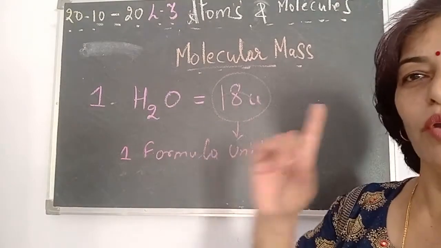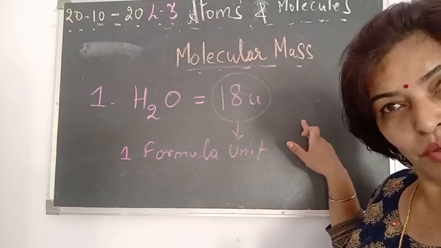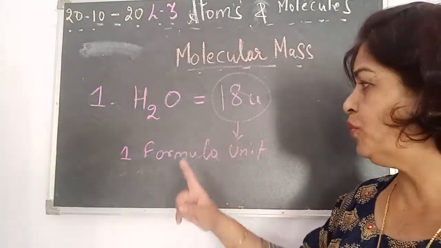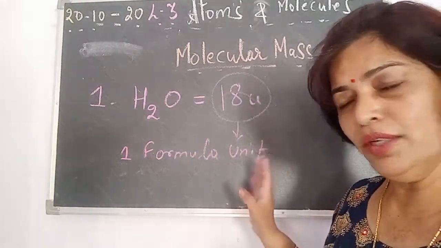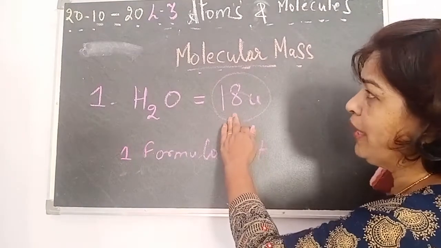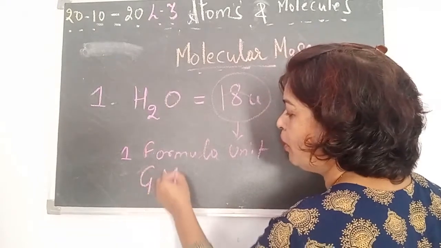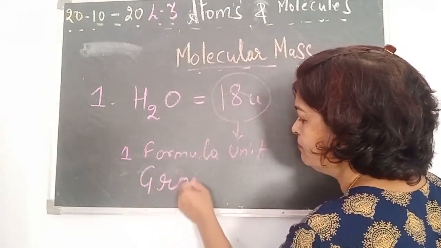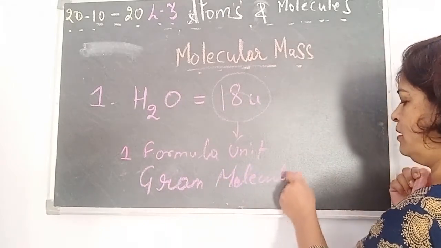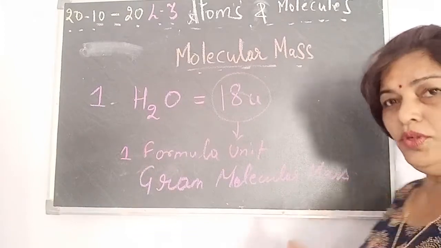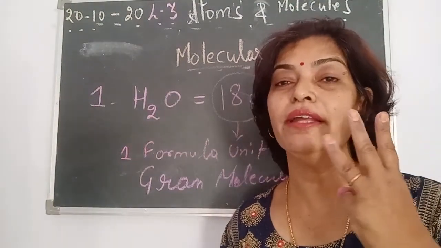Understood? One molecule of water has how much molecular mass? 18 U. Okay, this 18 U is also equal to one formula unit. But children, when you express molecular mass in gram, it will be called gram molecular mass. Understood? So children, when you calculate molecular mass, we are parallelly finding three things.